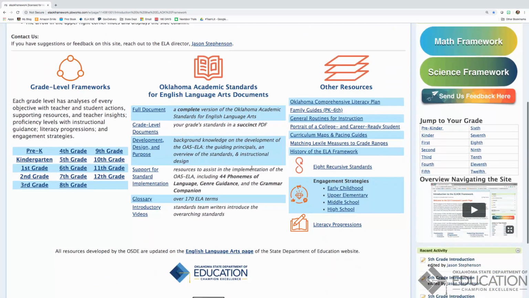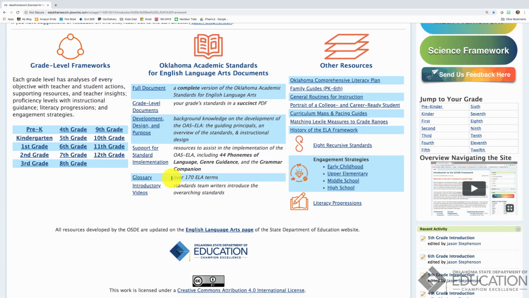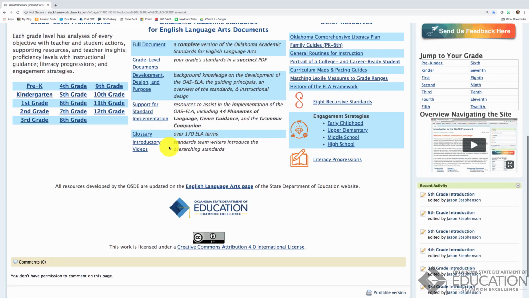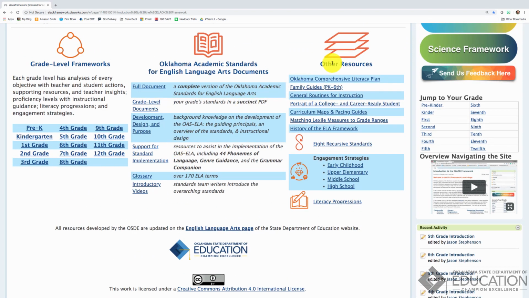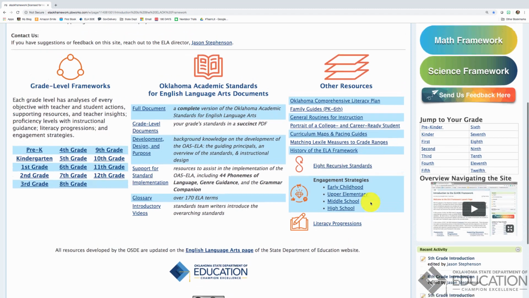The rest of this website is mainly support documents. Here in the middle section, you can find the standards documents in full or by grade level, along with background information, the glossary, and some introductory videos about the standards. In the right column, you will find other resources, including the State Department's Family Guides for pre-K through 6th grades, curriculum maps and pacing guides, and a history of the ELA framework, which includes biographies of all the writers. The engagement strategies and literacy progressions are also accessible from this area.